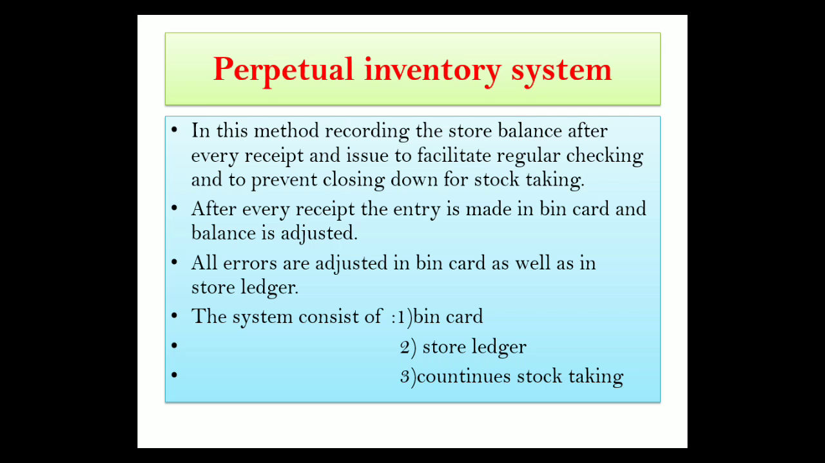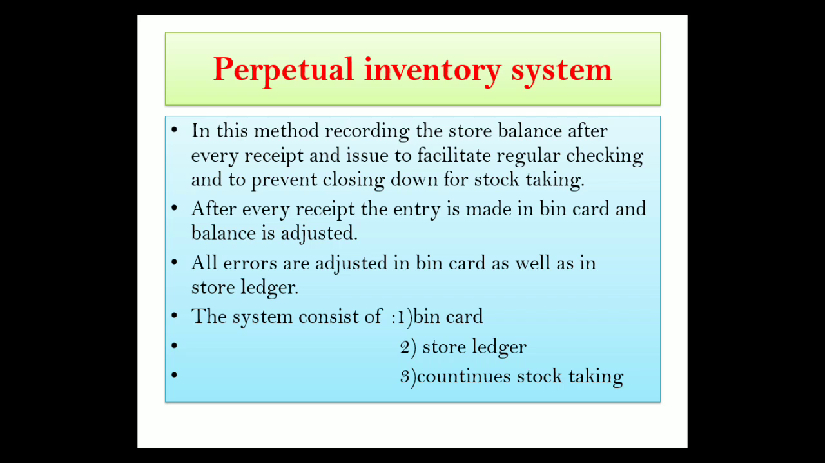In this method, the store balance is recorded after every receipt and issue, to facilitate regular checking and to prevent the closing down for stock taking. After every receipt or issue, the entry is made in the bin card and the balance is adjusted. All the bin cards become the perpetual inventory record, and the store balance is recorded continuously after every receipt and issue. All the errors detected are adjusted both in the bin card as well as in the store ledger under the proper authority.